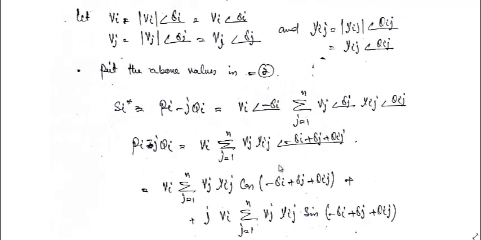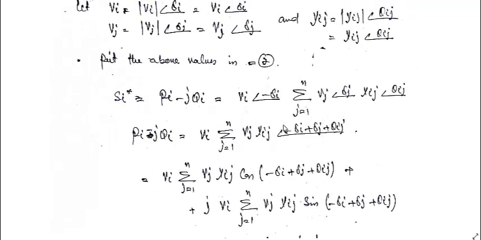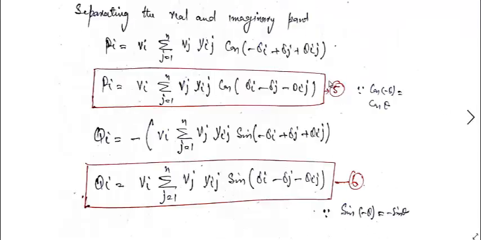So here, simply writing in terms of their rectangular form, it will be Vi summation of j equal to 1 to N Vj Yij cos of minus delta i plus delta j plus theta ij, plus j times Vi summation Vj Yij sine of the same angle. So this is Pi minus jQi. Now separating the real and imaginary parts, Pi will be this part and minus Qi will be this part. So I will separate them like this.